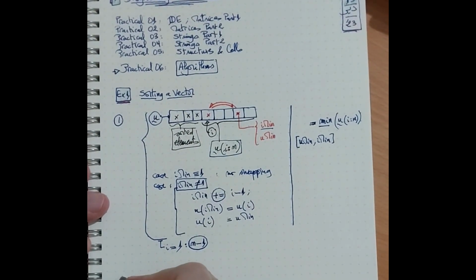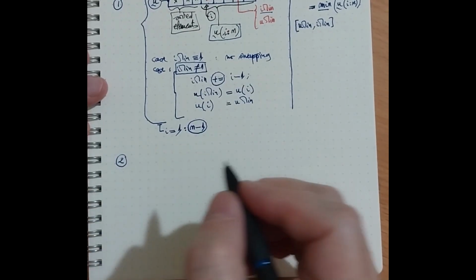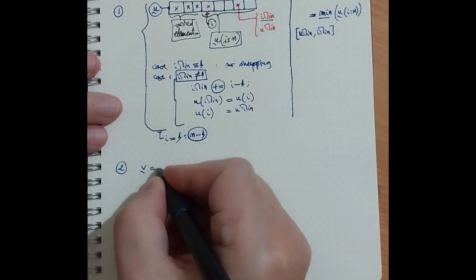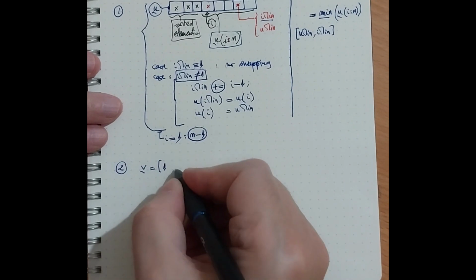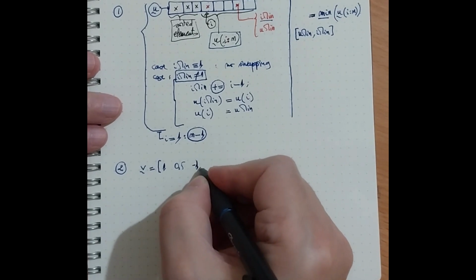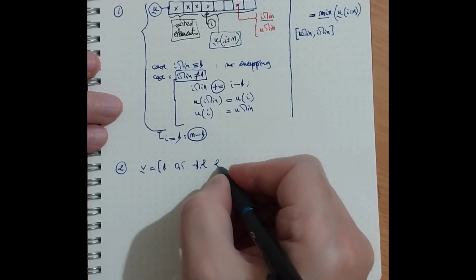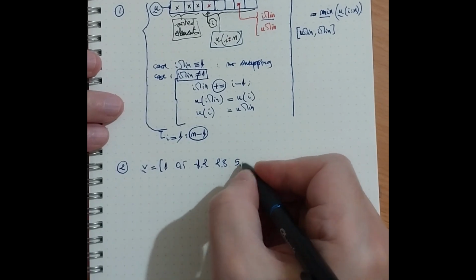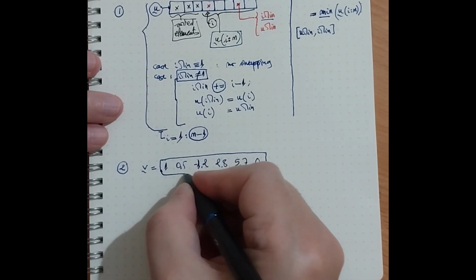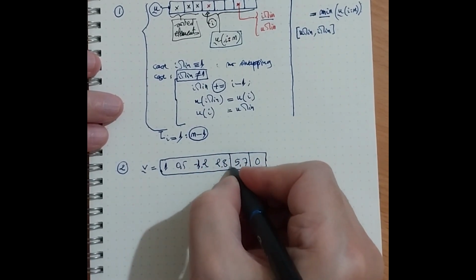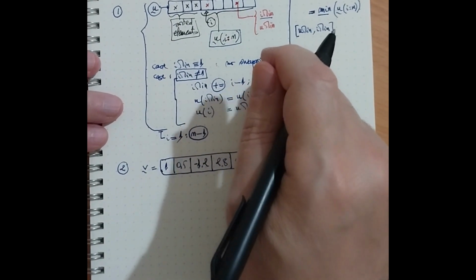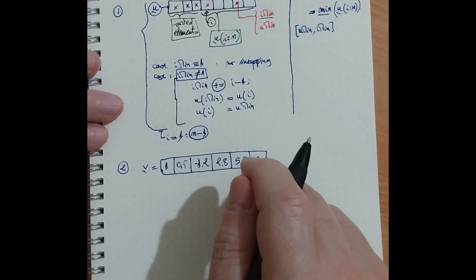Before we go to the computer and implement it, let's test it. We have a given vector v equal 1, 0.5, minus 1.2, 2.8, 5.7, and 0. So we have a vector of 1, 2, 3, 4, 5, 6 elements. Let's test our algorithm on this vector.